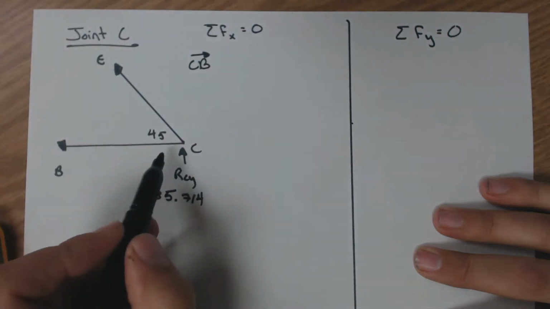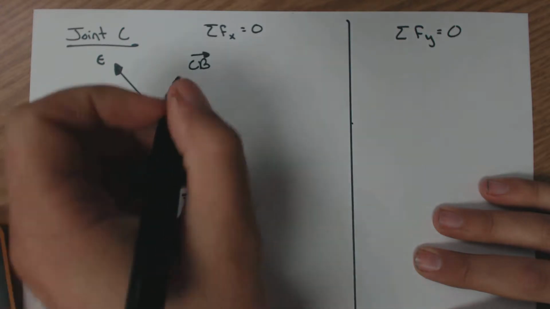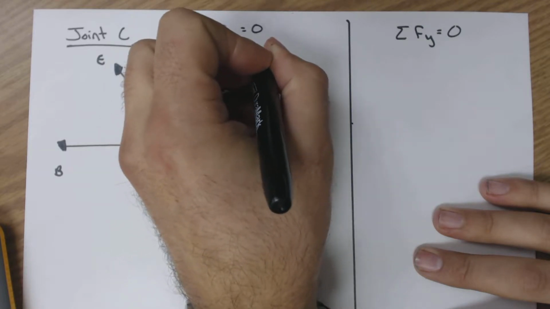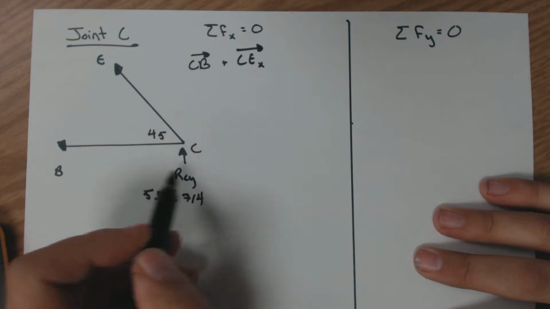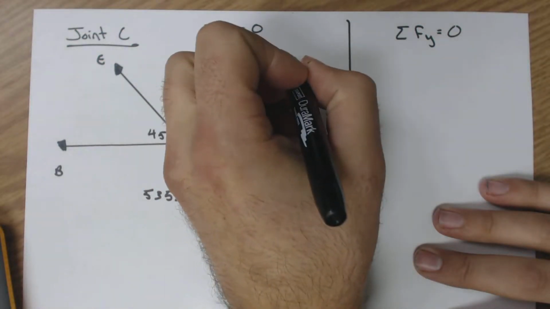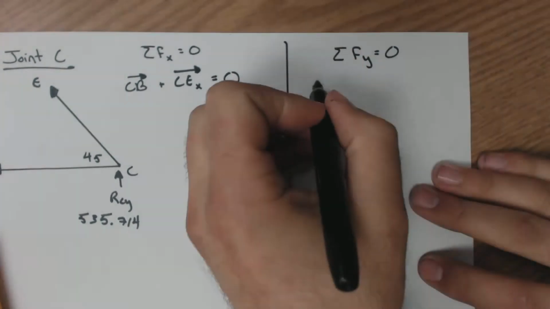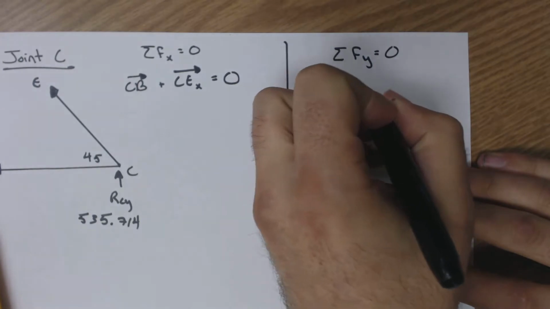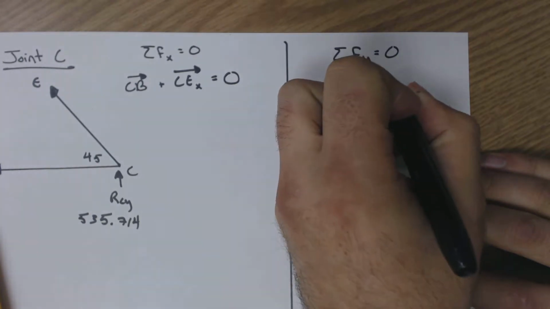That is strictly in my X, so I don't have to specify. Then I have the X component of C to E. C to E in the X component of it. And those are the only two things in my X-axis equal to 0. My Y-axis, I also only have two. I have my reaction at joint C in my Y-axis, and I have C, E in my Y-axis.